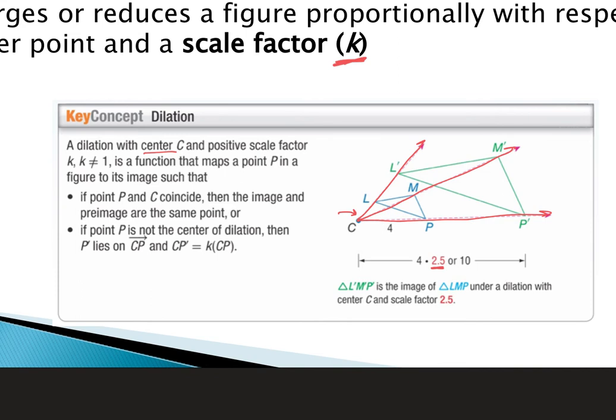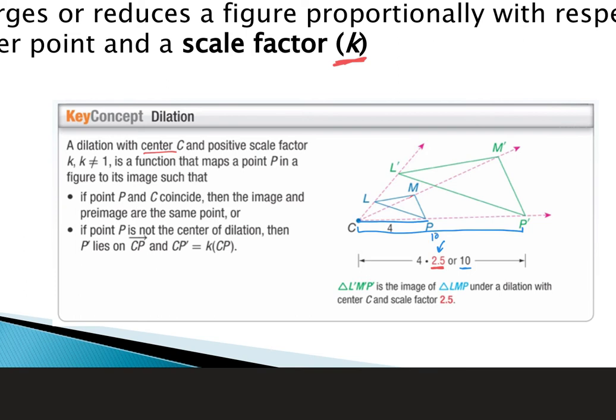Now, what we're doing in this picture is looking at the distance between the center point and the pre-image and the image itself. So the distance between C and P is 4. Okay, so if I wanted to dilate this by a scale factor of 2.5, as you can see down here, I'd have to multiply the distance between C and point P by the scale factor. All right, this would give me 10. That means this distance right here, C to P prime, is a length of 10.